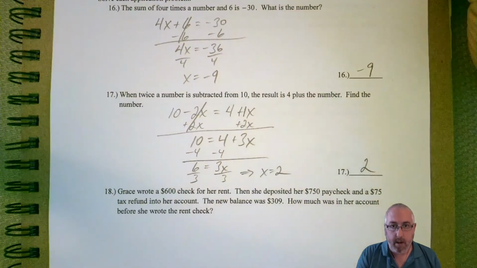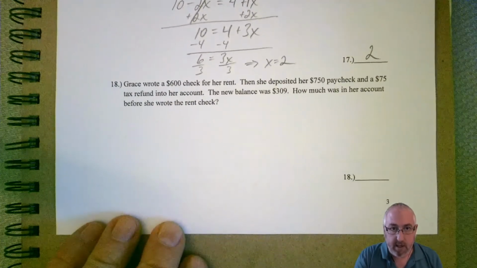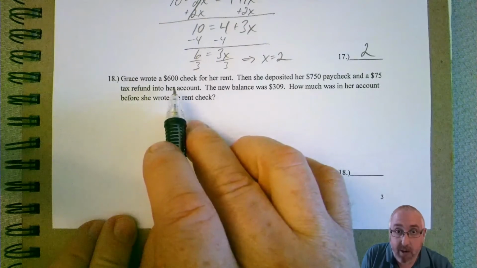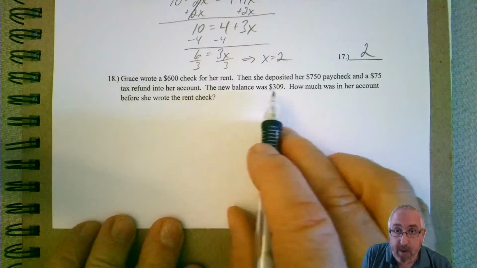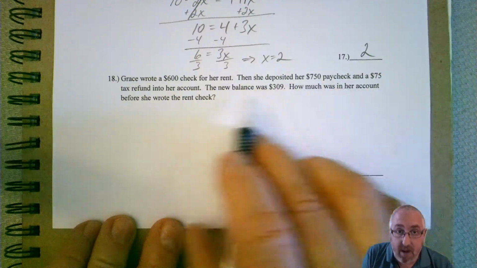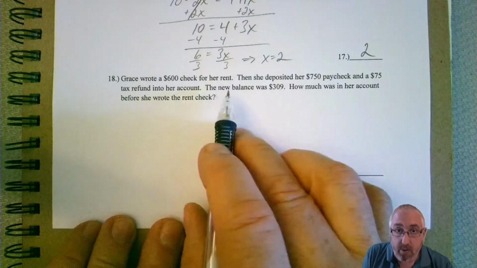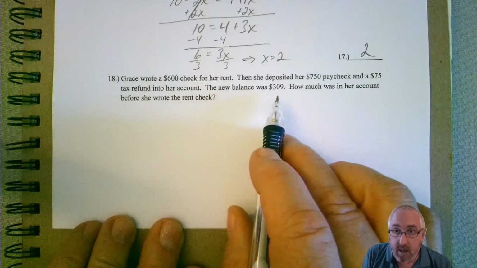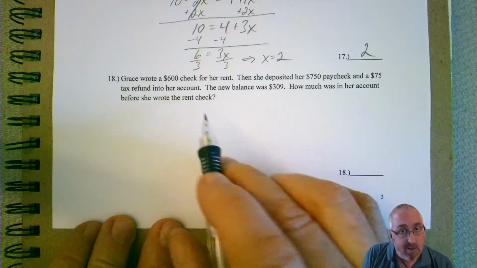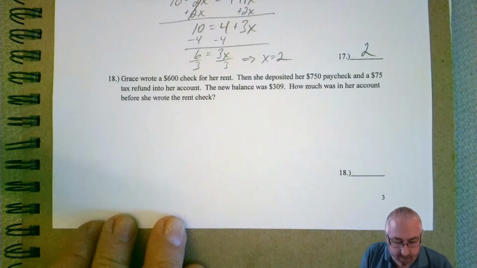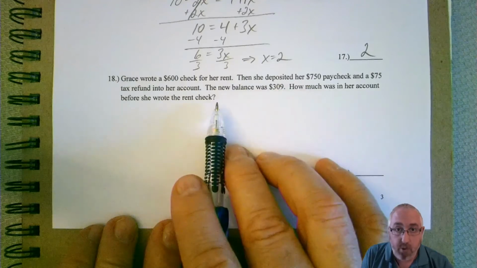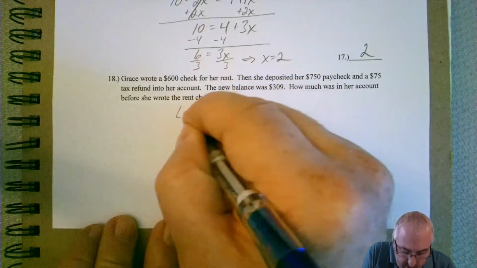All right. So far, so good. Let's take a look at 18, then that will wrap up this page. Grace wrote a $600 check for her rent. Then she deposited her $750 paycheck and a $75 tax refund into her account. The new balance was $309. How much was in her account before she wrote the rent check? Now they're getting a little bit more applied. But what are they looking for? They want how much money was in her account before she wrote the rent check. So that should be our variable.